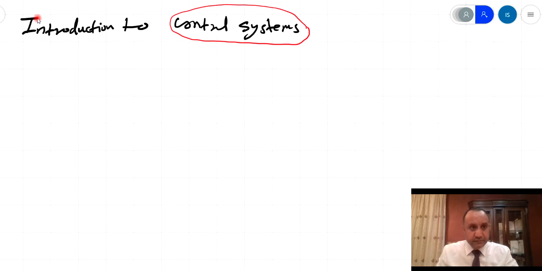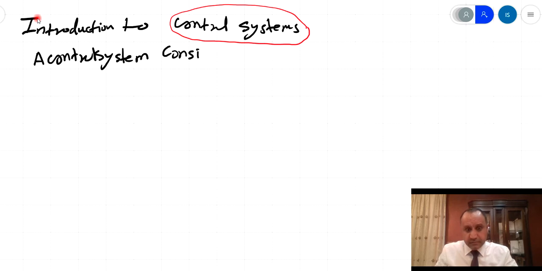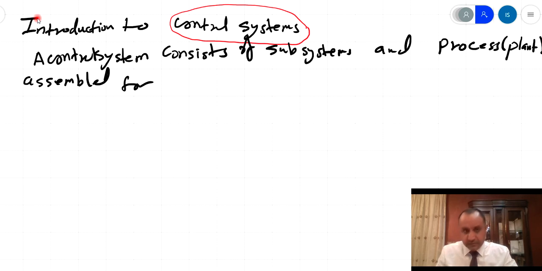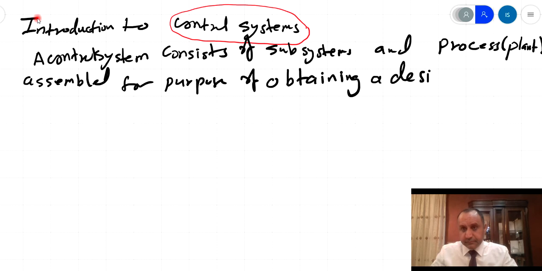So simply here I can write: a control system consists of subsystems and process, which can be called plant, assembled for the purpose of obtaining a desired performance.